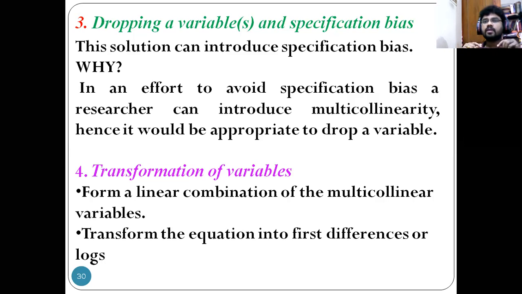After transforming the variables, if you still get a multicollinearity problem, then you can go through the first difference method. What you have to do is take differences. For example, the first year value is 20 and the second year value is 18. You need to do the first difference, that is 20 minus 18, which is 2. That value you should take into consideration. That is the first difference model. So that is how we transform the equation into first differences or logs.